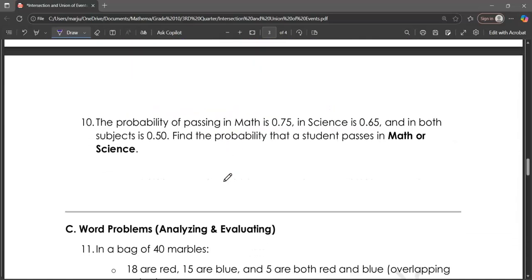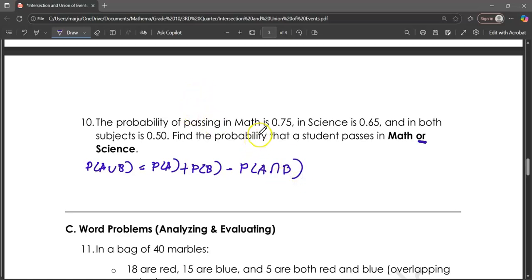Number 10. The probability of passing in math is 0.75, in science 0.65, and in both subjects is 0.50. Find the probability that a student passes in math or science. So again, it's or, so that is again probability of A union B.